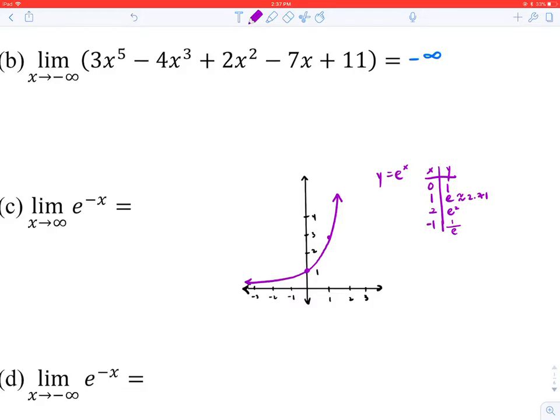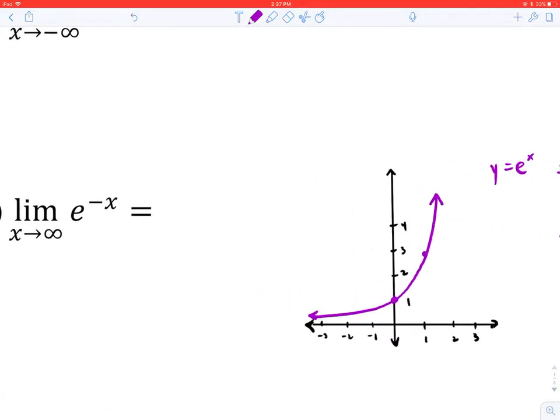Now we want to take the limit of e to the negative x. So again, falling back on our pre-calc knowledge, when the argument of the parent function is being multiplied by a negative, that is a horizontal reflection. So e to the negative x will be e to the x horizontally reflected, or reflected across the y-axis. So it'll end up looking something like that.